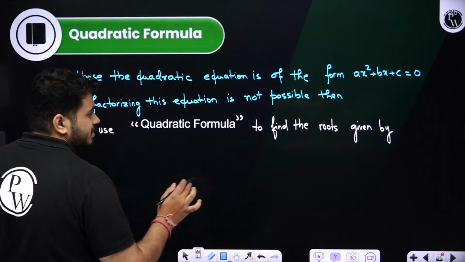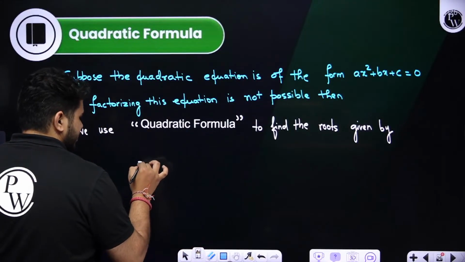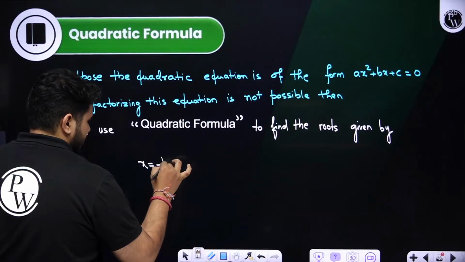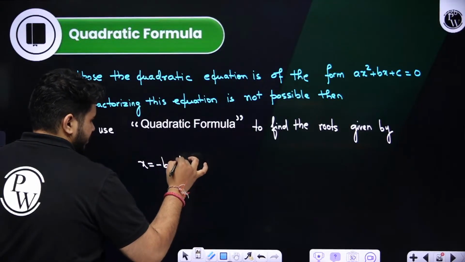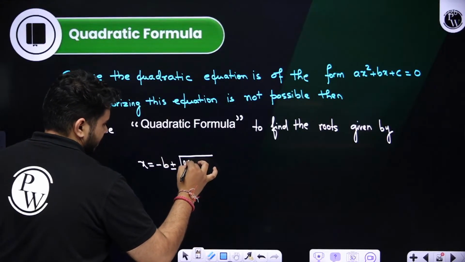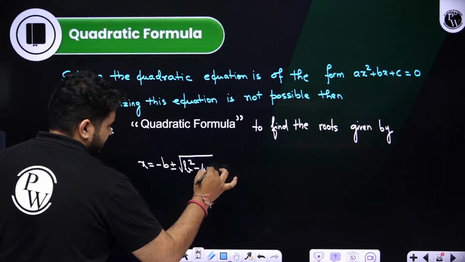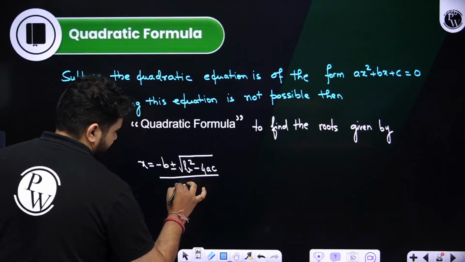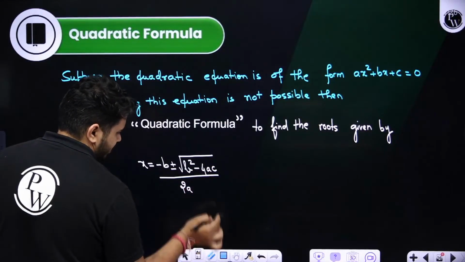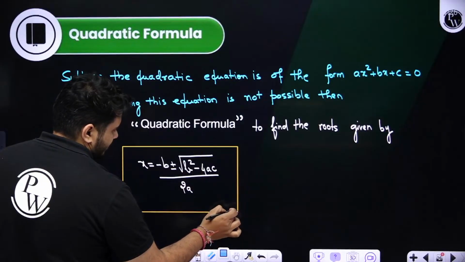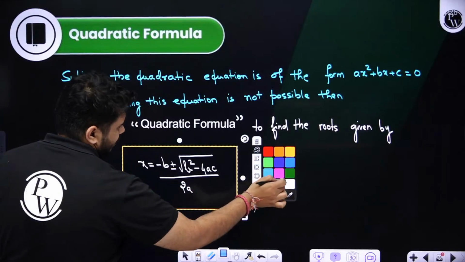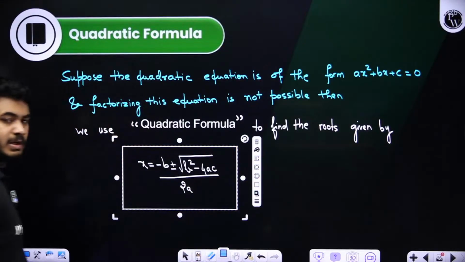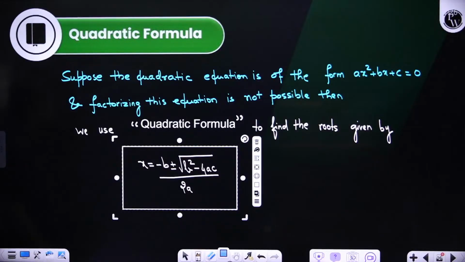So from here, to find the roots, given by x is equal to minus b plus or minus square root of b square minus 4ac, divided by 2 times a. Done? Clear? Understood everyone? Minus b plus or minus square root of b square minus 4ac divided by 2a.